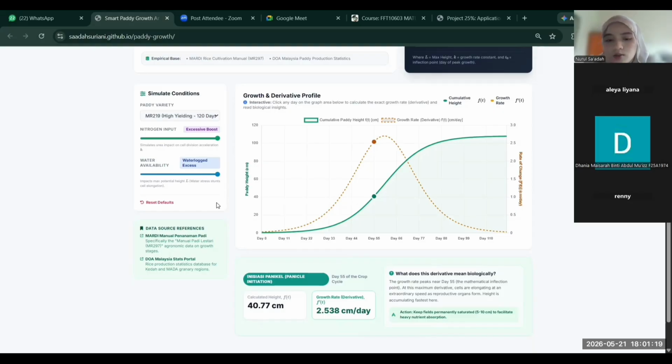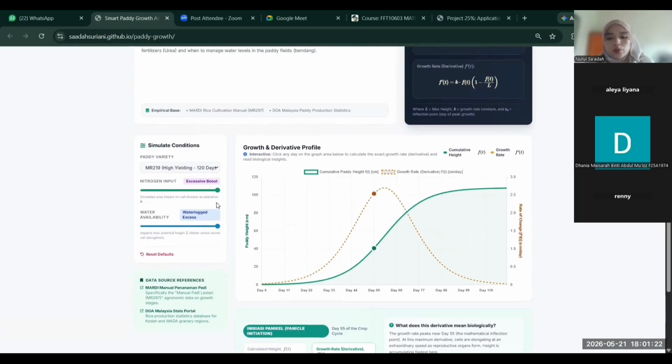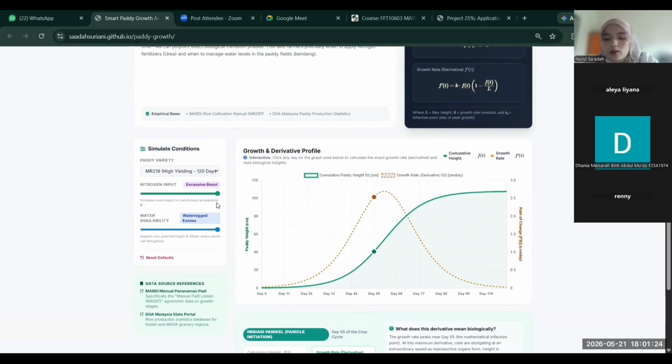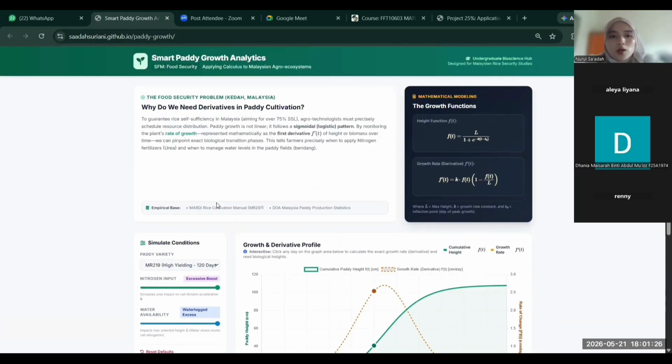And to improve the HTML code for this bioscience problem and to make it highly interactive and visually functional, you can replace the static text block with an interactive HTML, JavaScript dashboard using Chart.js.